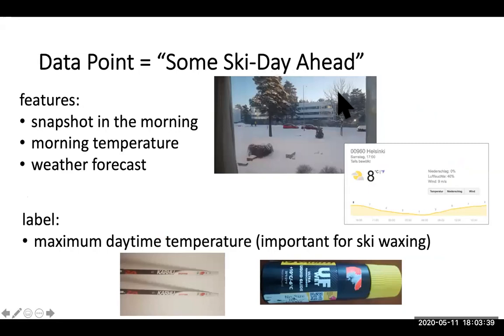So let's consider data points representing a ski day, so some ski day ahead. The features could be a snapshot in the morning that you take out of your window. The features can also be a weather forecast that you get, for example, from Google Weather. And the quantity of interest, the label, could be the maximum daytime temperature, which you do not know yet because it's in the morning. And in the morning, typically, you have the minimum temperature in Finland during winter. You typically have the minimum temperature in the morning and the maximum temperature somewhere around lunchtime. And we use here as label the maximum daytime temperature because this is important to choose the right wax for the skis.